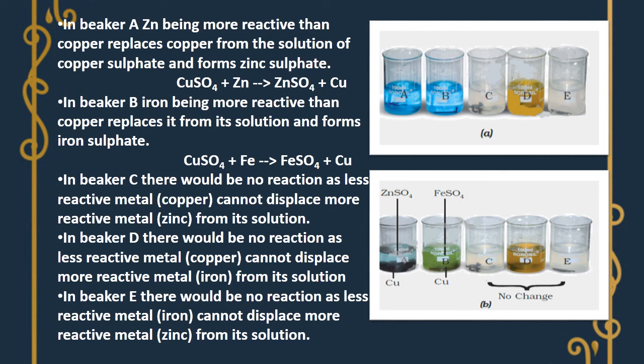In beaker C, there would be no reaction as the less reactive metal, copper, cannot displace the more reactive zinc from its solution. Similarly, in beaker D, there would be no reaction as the less reactive metal copper cannot displace the more reactive metal iron from its solution. And at last, a similar process will be observed in beaker E also, as there would be no reaction at all, as the less reactive metal iron cannot displace the more reactive metal zinc from its solution. So this is all about the displacement reactions taking place in metals.